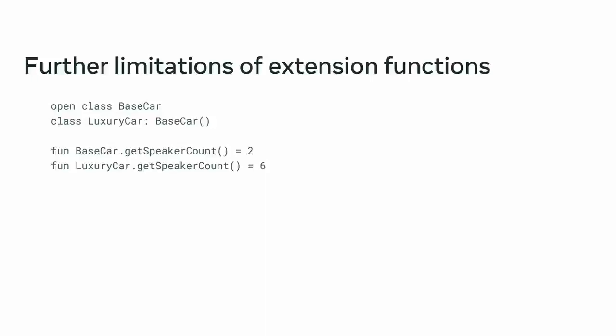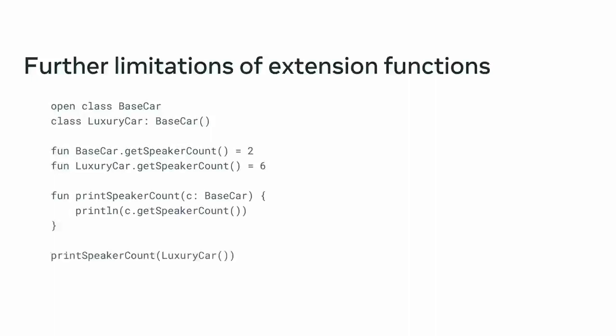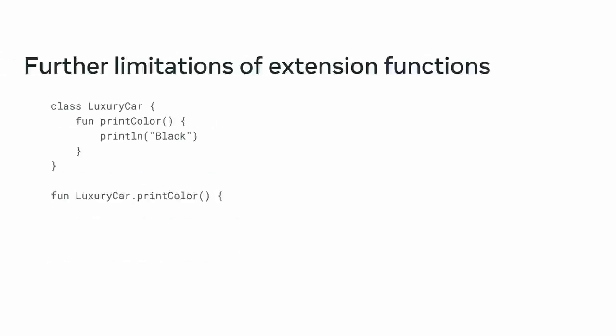Say you have a class called baseCar that represents the base variant. It is marked with the open keyword that allows it to be inherited. Another class, luxuryCar, inherits this class. Both the classes define a function called getSpeakerCount that returns the number of music speakers that the variant has. Now, if you define a function printSpeakerCount with a parameter of parent type baseCar that prints its speaker count and call it using an object of type luxuryCar, it will print 2 instead of 6. This is because extension functions get invoked on the declared type, which in this case was the parameter of type baseCar.